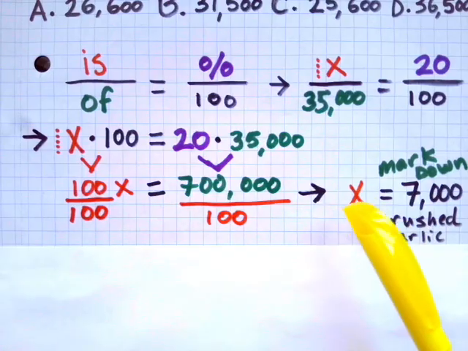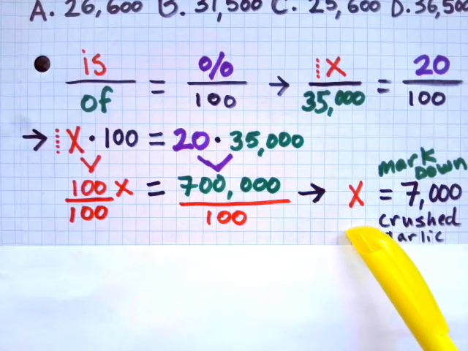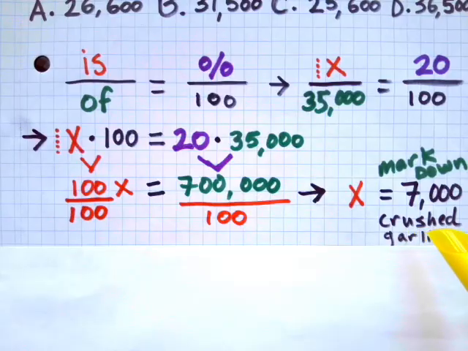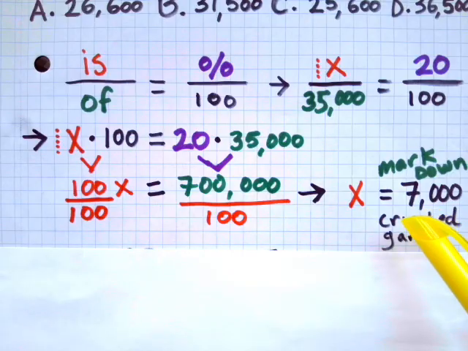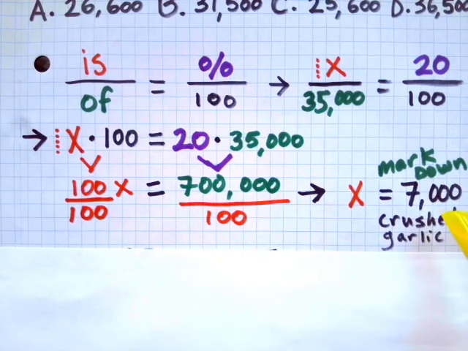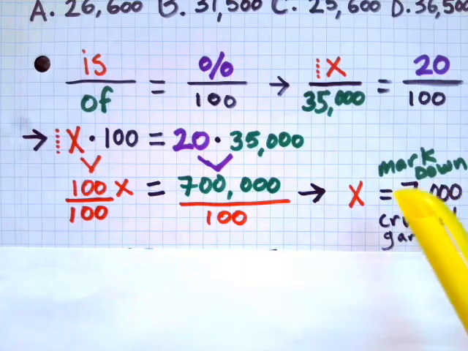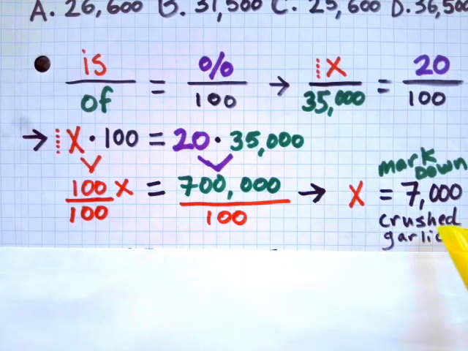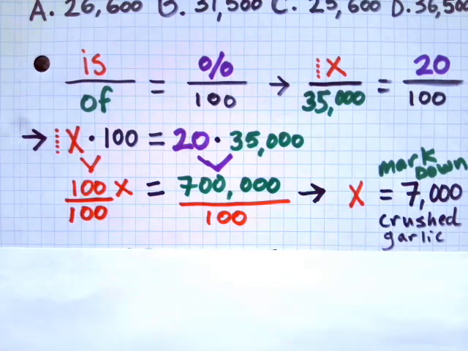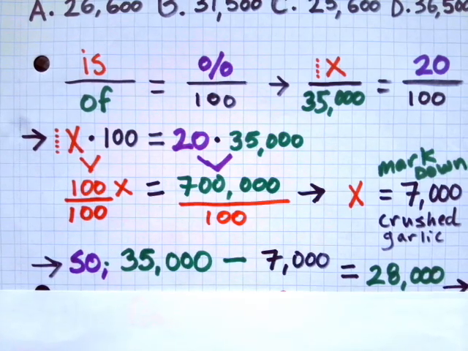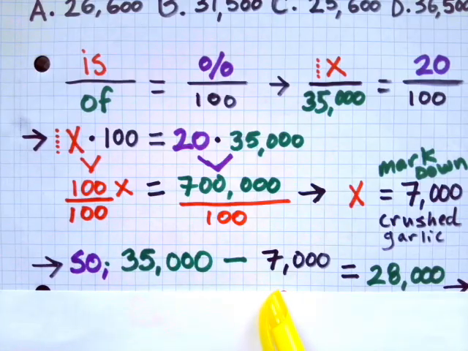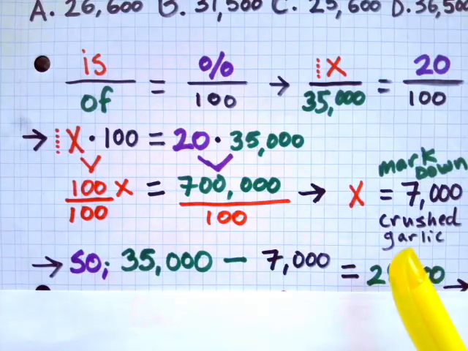So some students would just stop here and say, oh, my answer is 7,000, I'm done. No, we're not done yet. We need to keep on keeping on here. This is only the markdown. What is 20% of 35,000? It's 7,000 is 20%. So remember, 7,000 of those garlic cloves are crushed. They're no good. I'm going to have to subtract that from the 35,000. That's my markdown. And I'm showing you that here in this step. So 35,000 minus the 7,000 gives me 28,000 good garlic cloves.